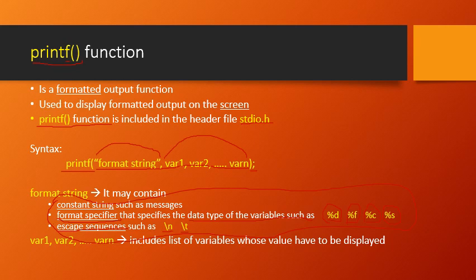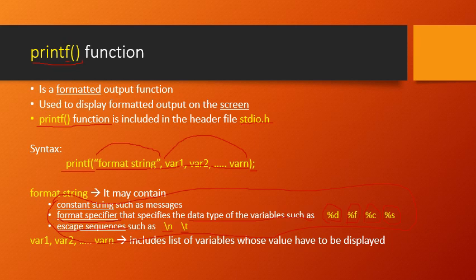Suppose we are going to display a variable, say by the name n, of the integer data type. If I want to display it, I can provide n here. Since it is an integer, I should use the %d format specifier. So basically, to highlight what the printf function means, printf is a formatted output function. Whatever we write within this printf function will be displayed onto the screen, onto the monitor.